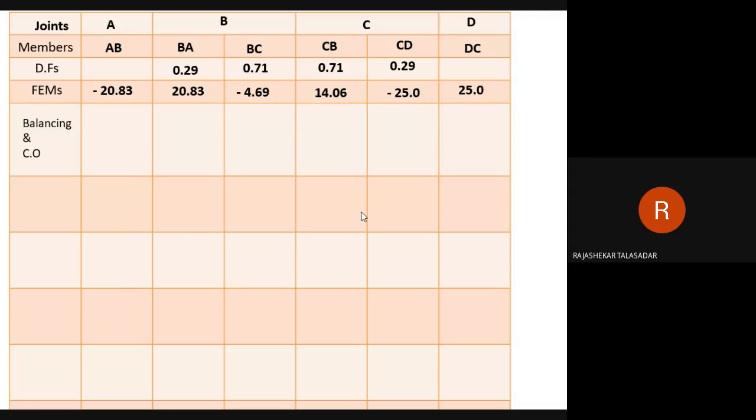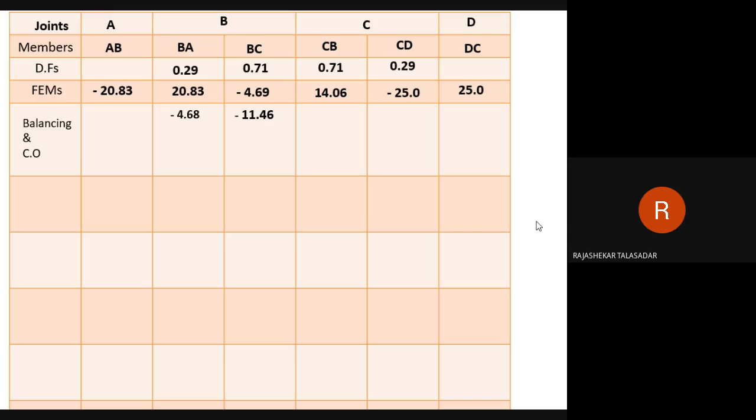0.29. That 16 point whatever you are getting, keep it in memory first. Once you multiply by 0.29, that will come over here. How much? Minus 4.68. Yes, very good. Then under BC, that balancing moment multiplied by the distribution factor of BC, that is 0.71. Tell me how much it comes. That is why I said keep the balancing moment in memory, so that once multiplied by 0.29, next multiplied by 0.71, it comes under BC. How much? Minus 11.46. Yes, is this clear now?